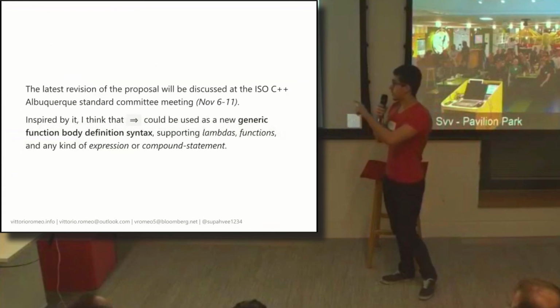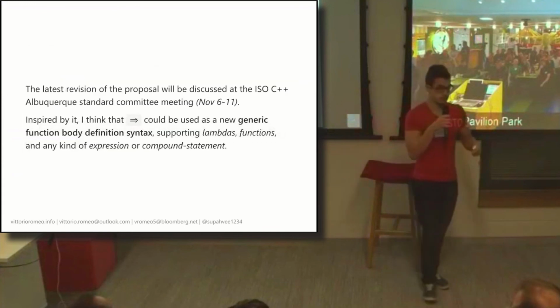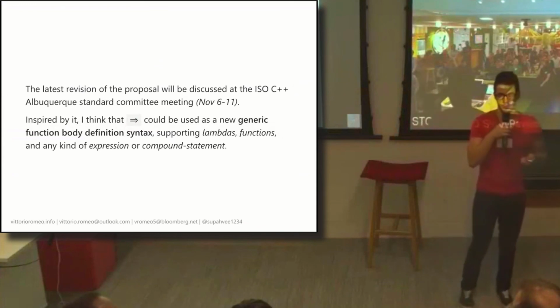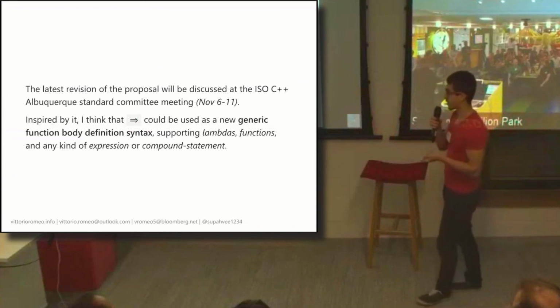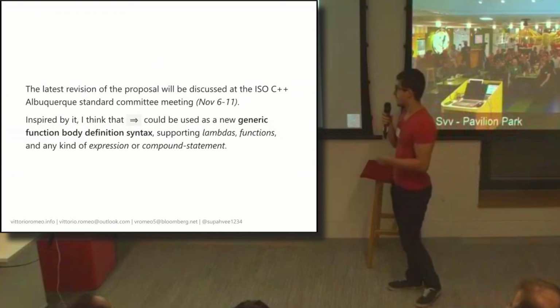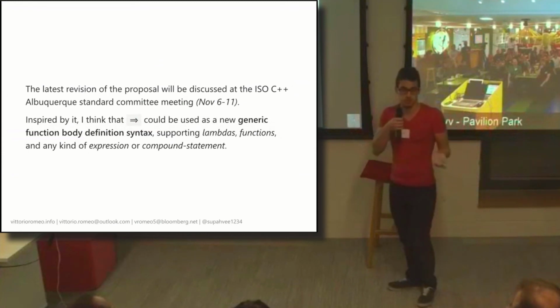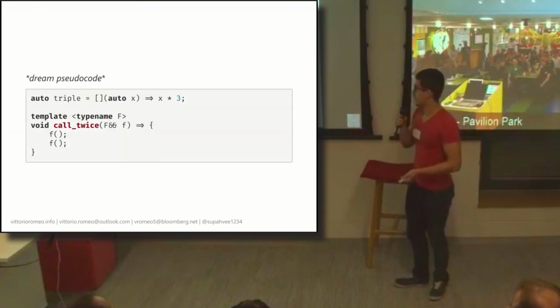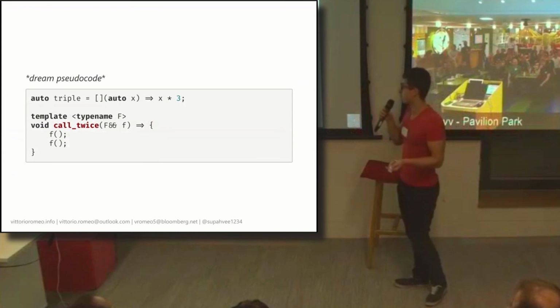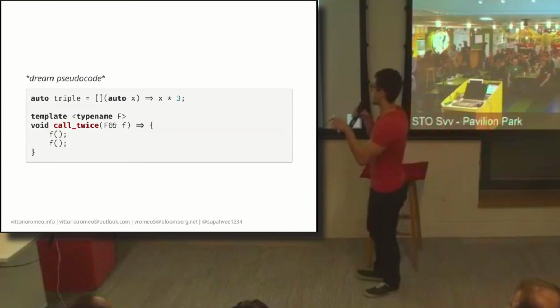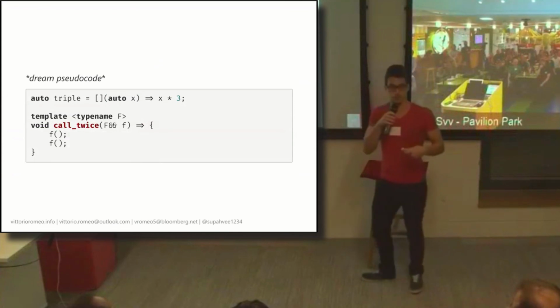So this is going to be discussed at Albuquerque. It has been through a few revisions, I think three revisions, and hopefully we will get this inside of the standard. But this fat arrow thing could be useful for normal functions as well. Why just lambdas? So this is my dream pseudocode. We simply put an arrow before the body of the function and we get everything for free.